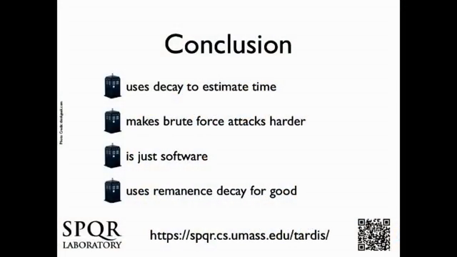All right, so to conclude, basically 4 points, of which I hope you take home at least one. The TARDIS uses the remanence decay of SRAM in order to estimate time. We use it as a 1-bit timer, although you could try to use it for more than 1 bit, depending upon your application. The TARDIS makes brute force attacks harder. It doesn't eliminate them, but it does make the attacks harder in that it takes more time.